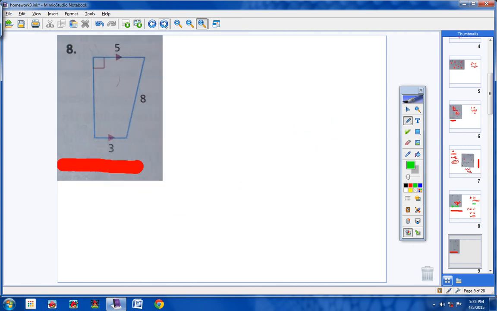Alright, number 8. Alright, let's find the area of this trapezoid. Now this is a trapezoid, okay? A trapezoid is when you have a quadrilateral in which you have exactly two parallel sides, which is what we have. So there's my trapezoid.